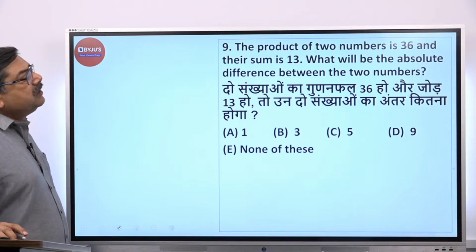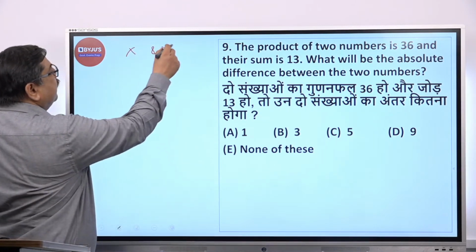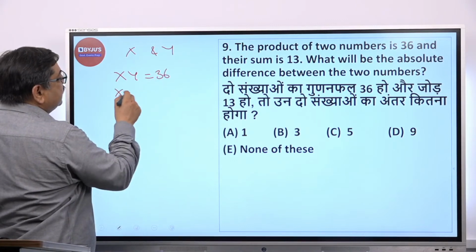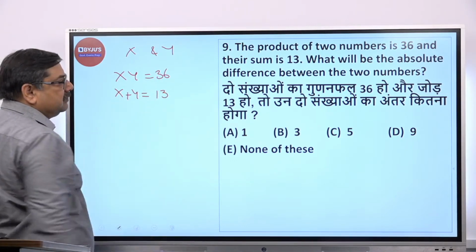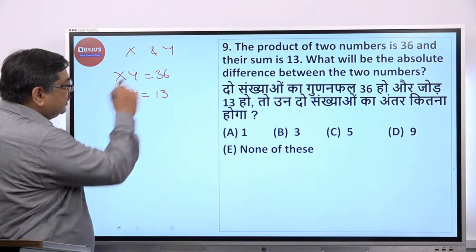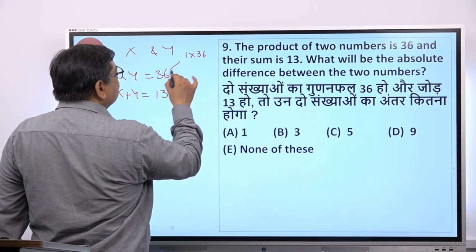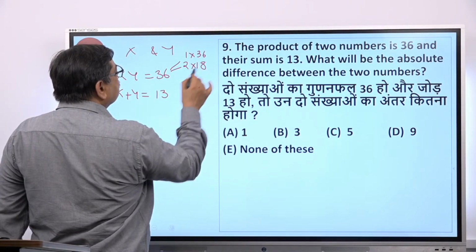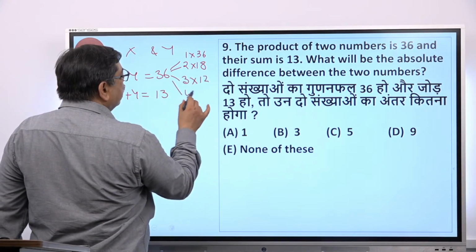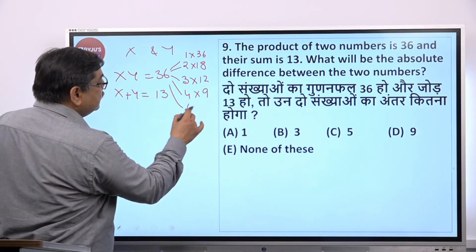Okay, the product of 2 numbers is 36. All right, let the 2 numbers be x and y. So, xy is 36. All right, and x plus y is 13. No need to form any equations. Just factorize 36. 36 is 1 into 36. It is 2 into 18. It is 3 into 12. It is 4 into 9. Okay, it is 6 into 6 also.